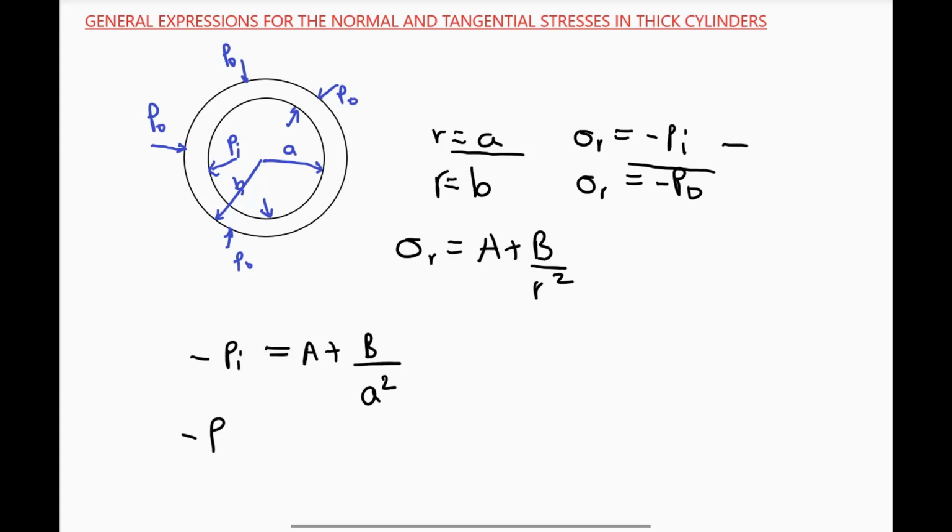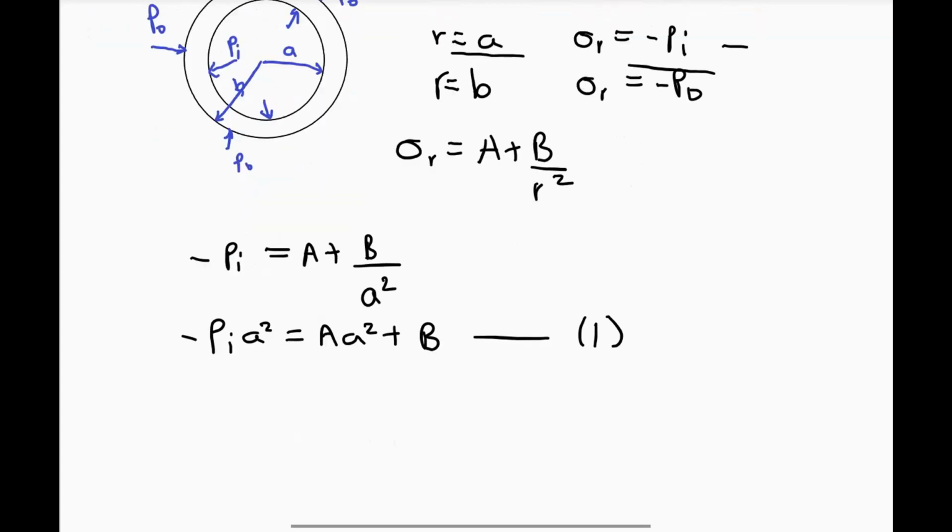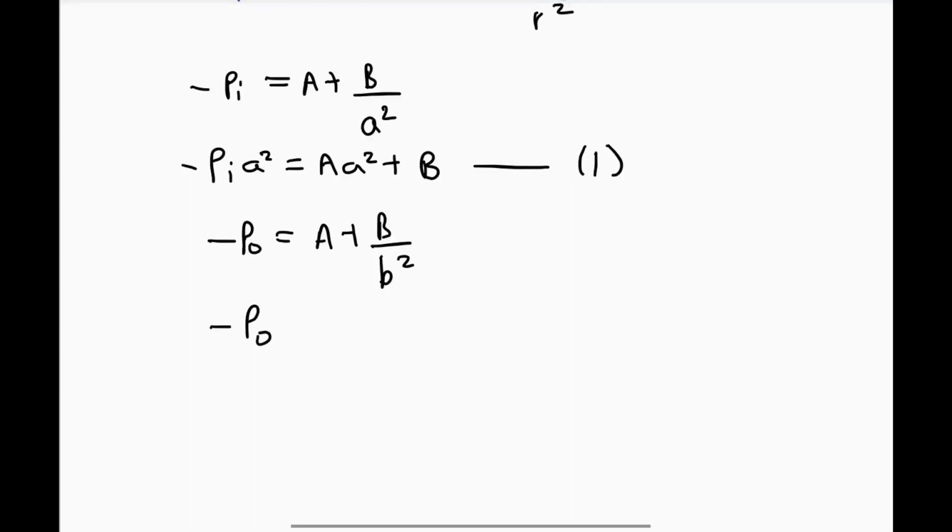Now what I want to do is to remove the a squared from the denominator. So I multiply all sides by a squared to give me this. And that will be my first equation, 1. Then the next thing is to substitute my next set of values. At r equals b, sigma r is equal to negative P0. So I have negative P0 equals A plus B over b squared. So multiplying all sides by b squared, I'm left with that.